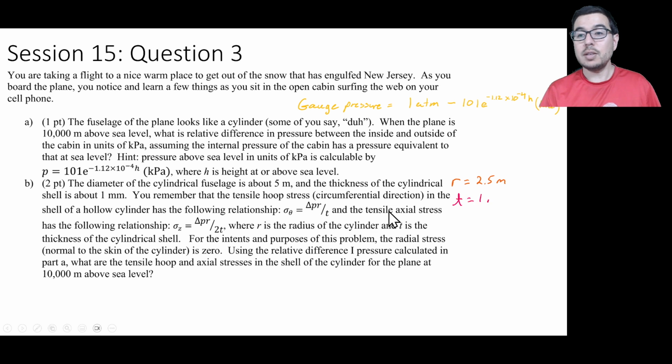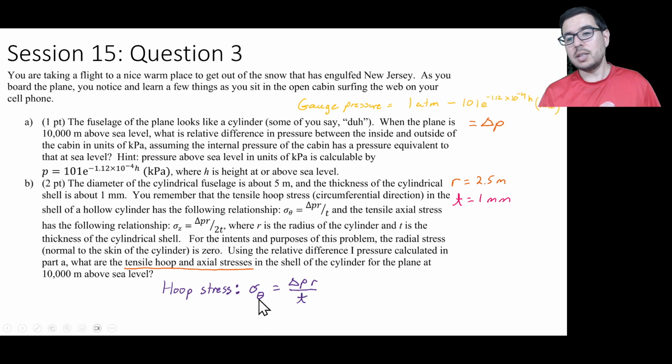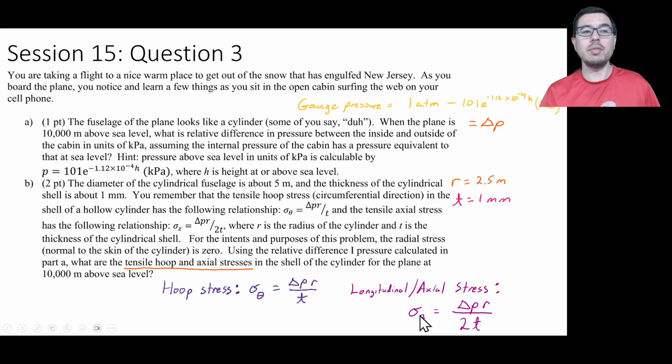The thickness is only going to be 1 millimeter. That's pretty thin, but that's what we're going to use for now. We're going to calculate the tensile hoop and axial stresses using the change in pressure. The formula for hoop stress is sigma theta equals delta P R over T, and the longitudinal axial stress is going to be half of that value.